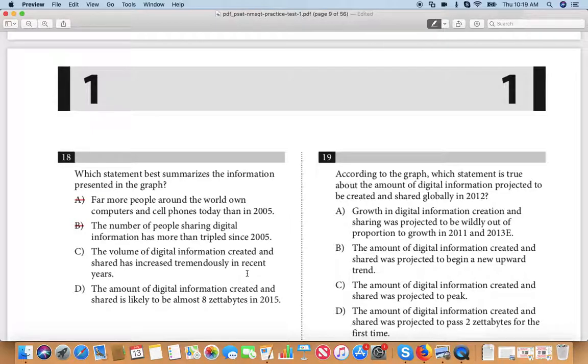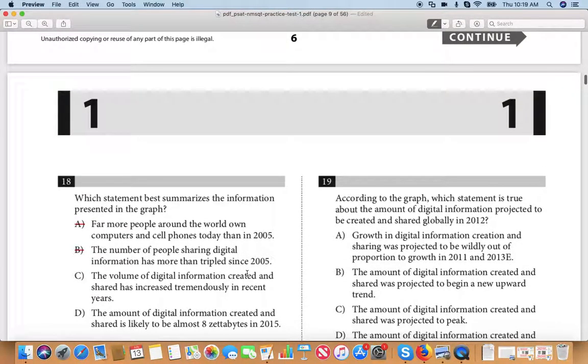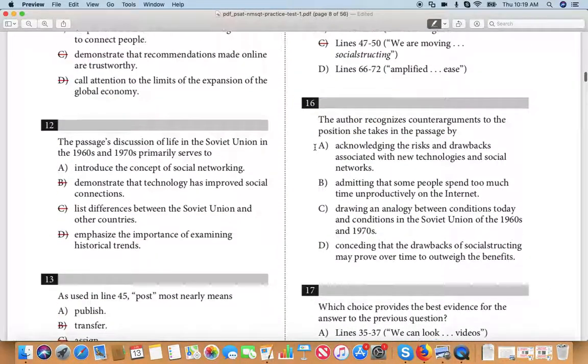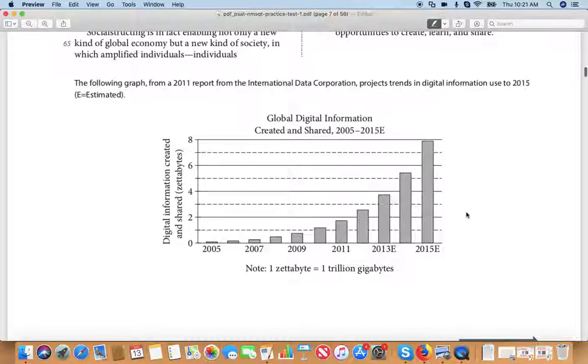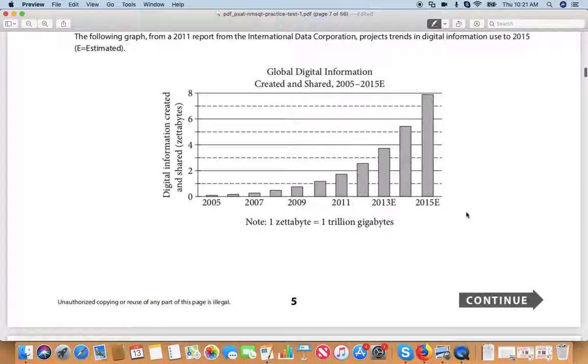The volume of digital information created and shared has increased tremendously in recent years. Okay, does that summarize the information in the graph? That the volume of digital information created and shared has increased tremendously in recent years? Yes. Do you see anything here about the amount of digital information created and shared? Oh, yes. Yeah. It says it. It says it at the top. It says it on the side. And then it's got the information about how much it's increased over recent years. That's looking pretty good. Yes. Right? I mean, there's just a ton of direct evidence for that.